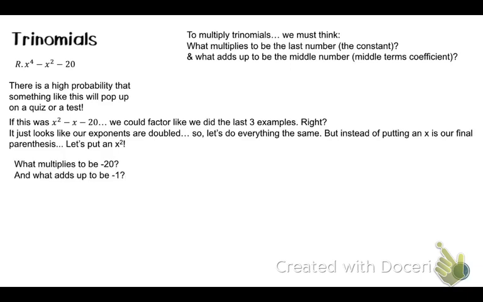So let's see, what multiplies to be negative 20 and adds up to be negative 1? Let's write down our multiples. So 1 and 20, 2 and 10, 3 and sad face, 4 and 5. Well, 4 and 5 is going to give me 1. The 5 just has to be negative. Okay? But now, on the last example, I just put x's in there. This time, we're going to put x squareds in there because we had to split up that x to the 4th, so that splits up into 2 x squareds.